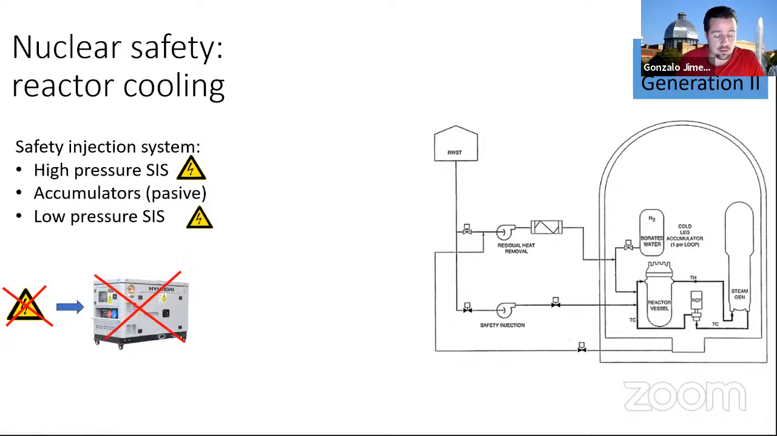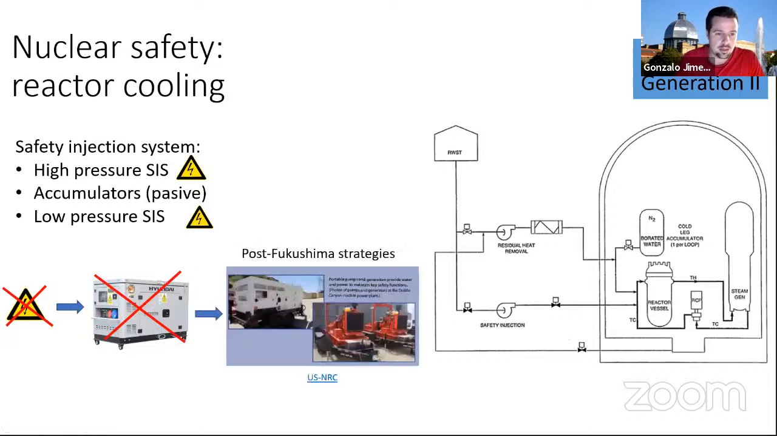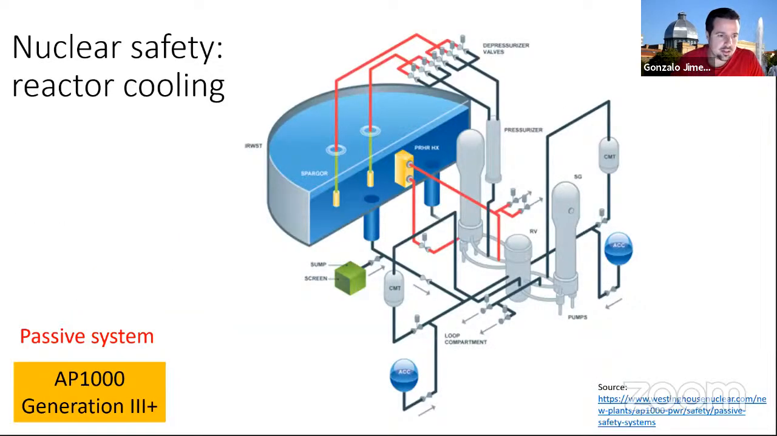But in case we lose that, after Fukushima we have what are called post-Fukushima strategies. These kinds of strategies are common for the few reactors still left from generation 1 and generation 2, and those reactors are actually being built in generation 3. So that's how we saw how generation 3 is facing this cooling in other ways.